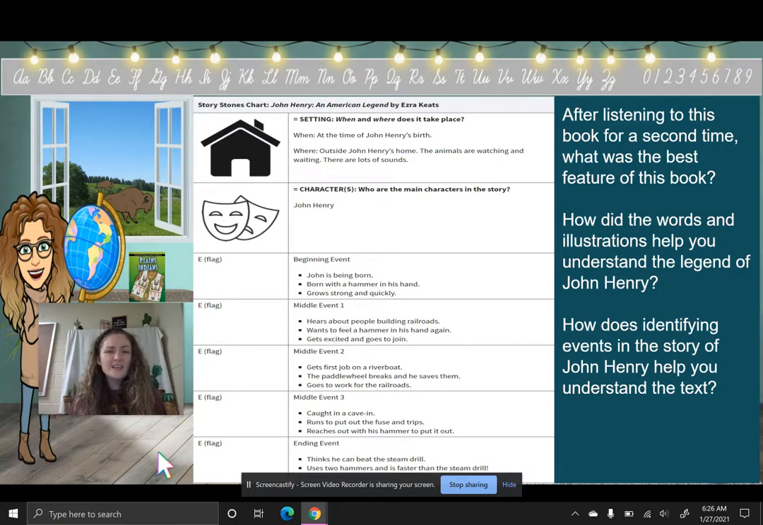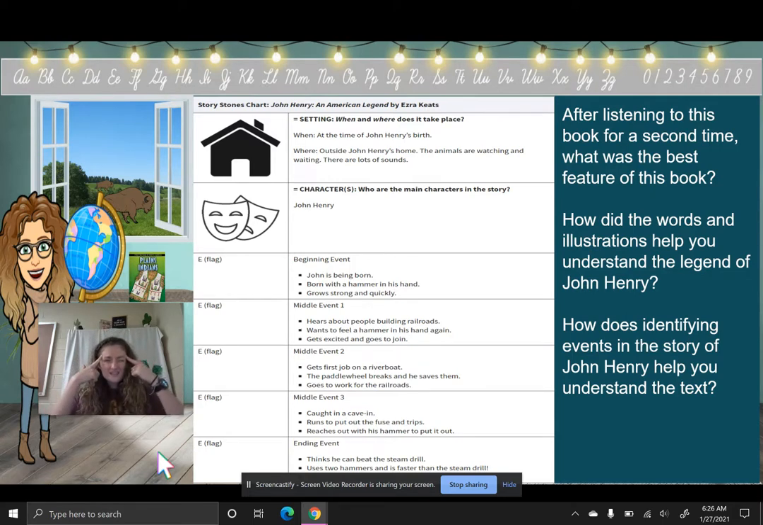So we listened to this book for a second time, and we were able to get a closer look at the words and illustrations and have a better understanding of what was happening. How did the words and illustrations help you understand the legend of John Henry? How did the words and the pictures help you understand what was happening in the story? Tell me in the puzzle.